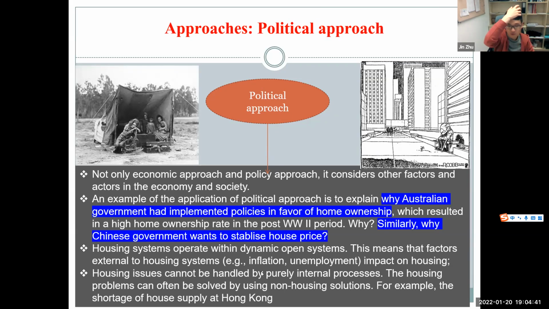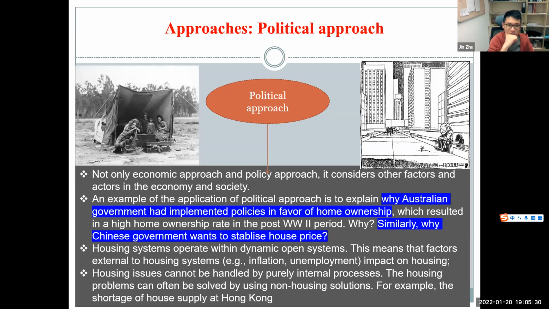I think the answers are below actually. So the housing systems operate within dynamic open systems. This means that factors external to the housing system, for example, inflation and unemployment, especially after the World War, and after some financial crisis. So housing finance also needs to be understood from the political approach. Housing issues can't be handled by purely internal processes. Housing problems can often be solved by using non-housing solutions.